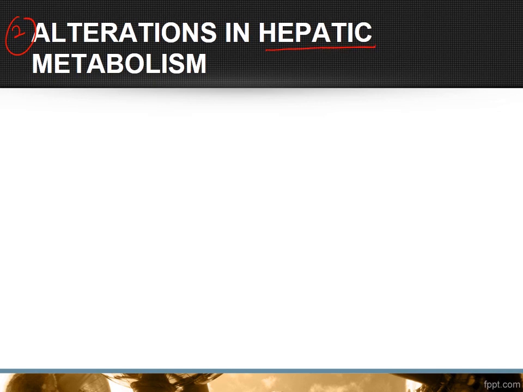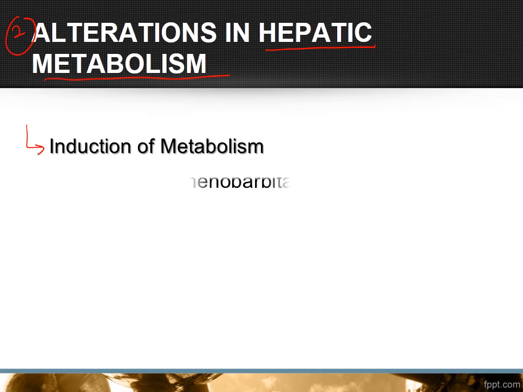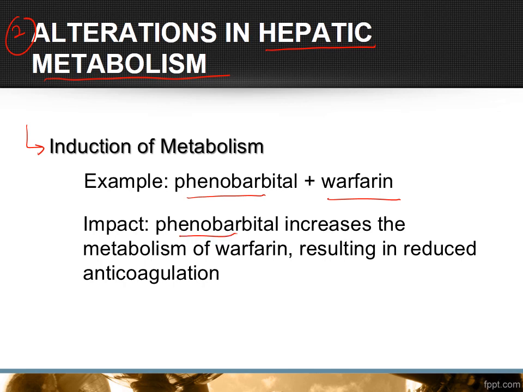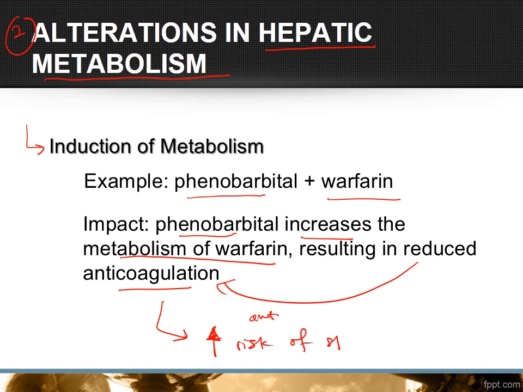Okay, and the second drug interaction mechanism will be alteration of drug bioavailability in hepatic metabolism. In detail, how does it happen? It happens by induction of metabolism. For example, when phenobarbital is taken with warfarin, phenobarbital can increase the metabolism of warfarin, which reduces the anticoagulant effect of warfarin. When it reduces the anticoagulant effect of warfarin, the patient will have a higher risk of stroke. So it has to be careful.